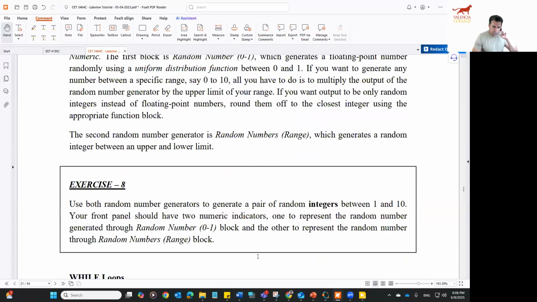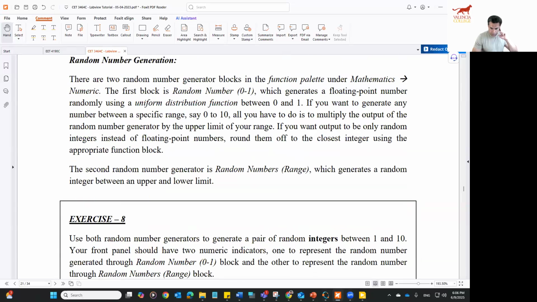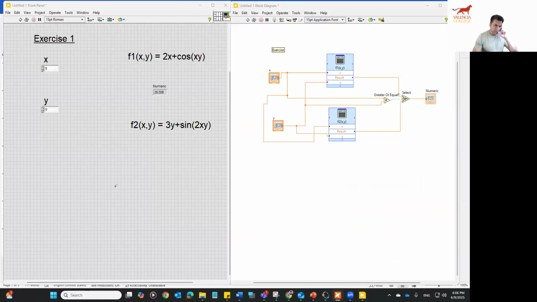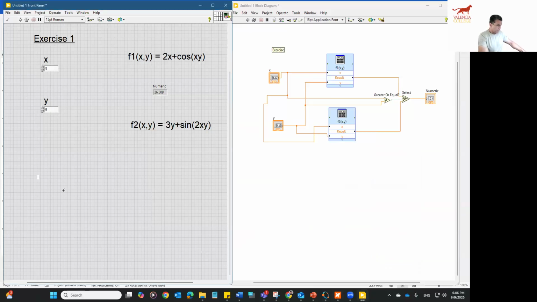Okay, random number generation block. Let's go and show you that. There are a couple of random number generation blocks that we can use. And let me show you both of them.